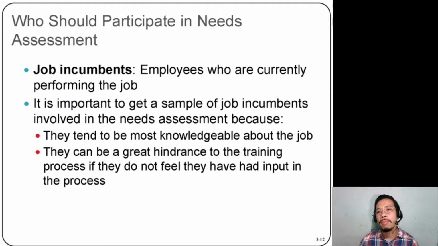Another group of people who will be participating in the assessment is what we call the job incumbents. So these are the people who are currently performing the job inside the organization. Right?